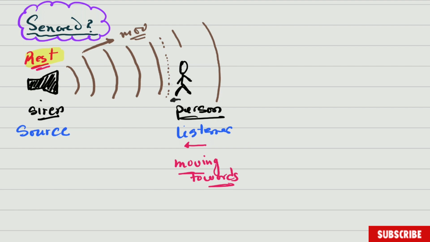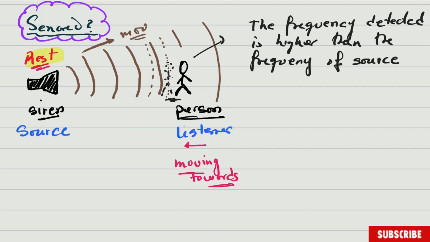So the frequency detected by this person is going to be higher because it's moving in the opposite direction of the wave. So when the person is already here, the other wave will also be moving to the front. We can conclude that the frequency detected is going to be higher than the actual frequency produced by the siren, because the person is moving towards it.